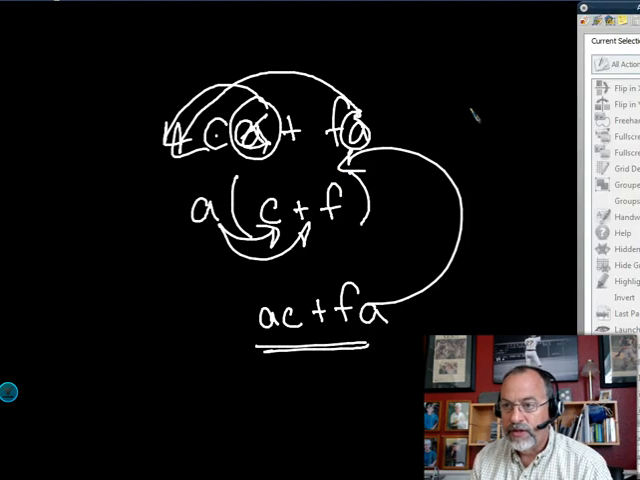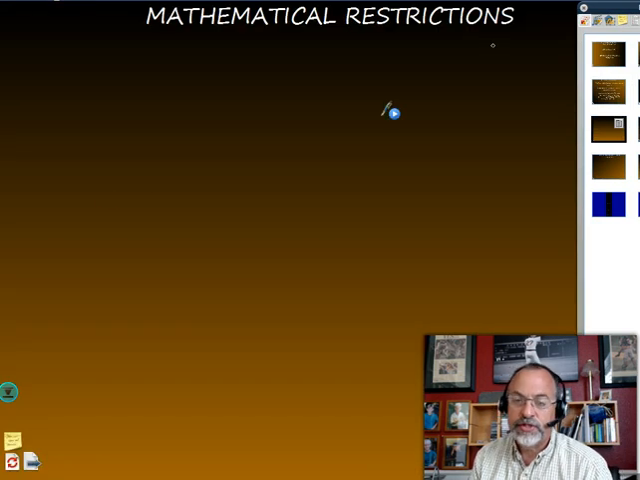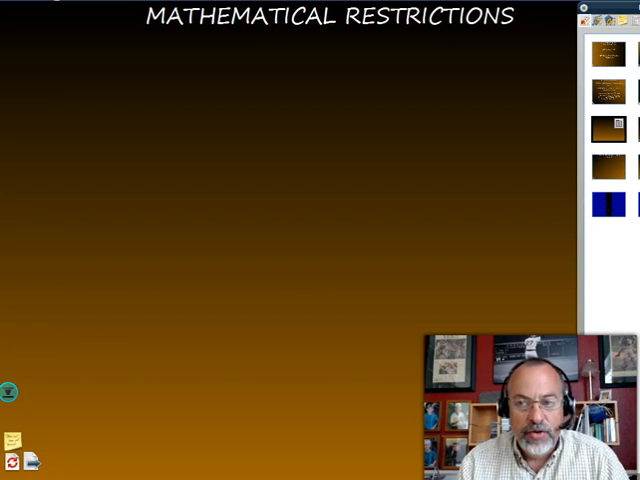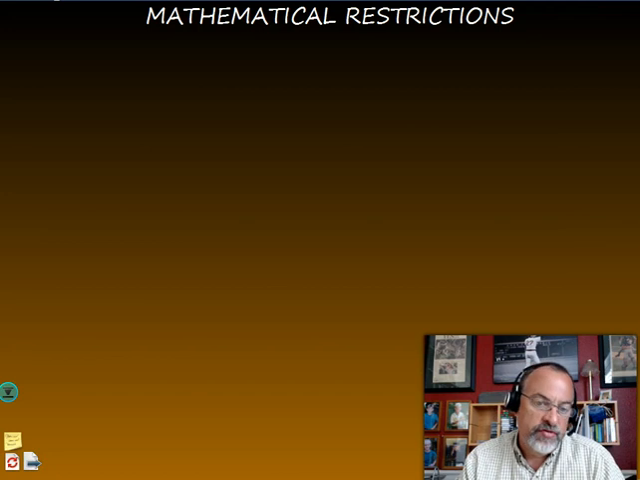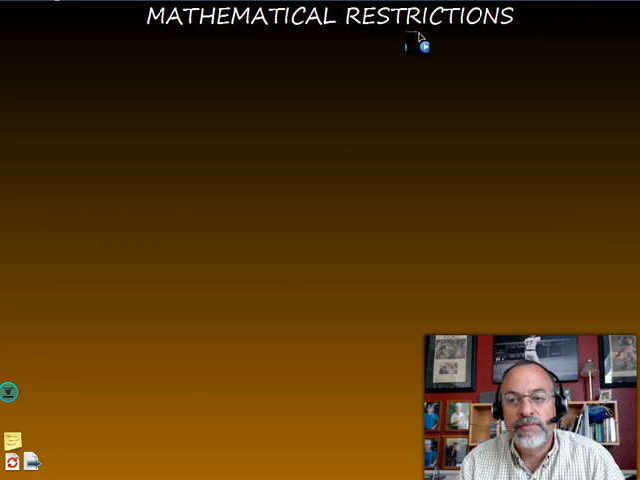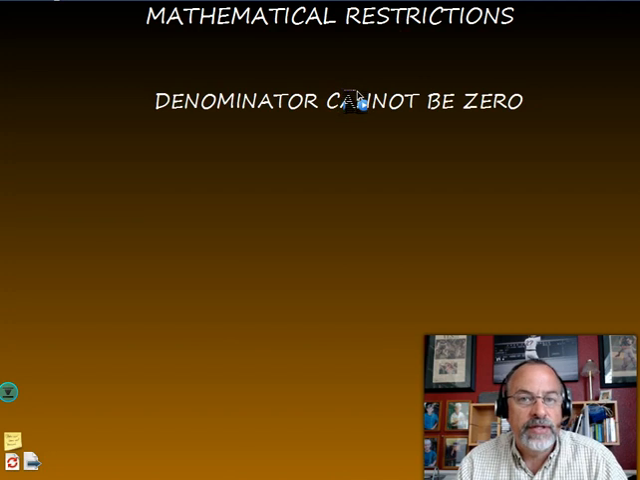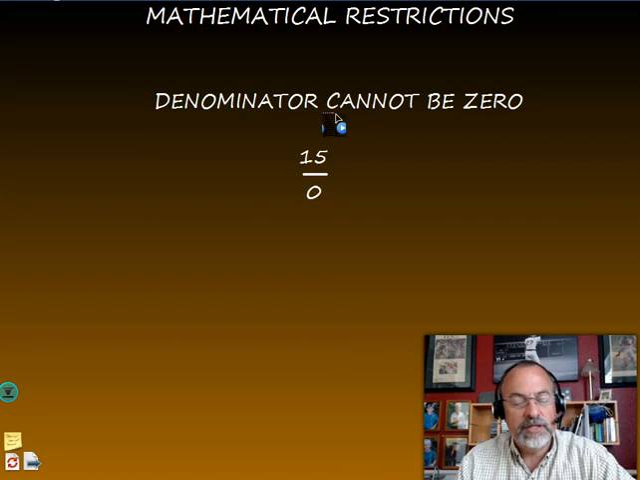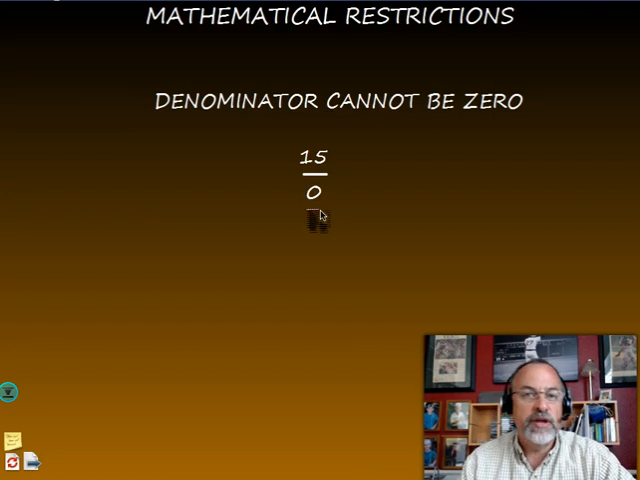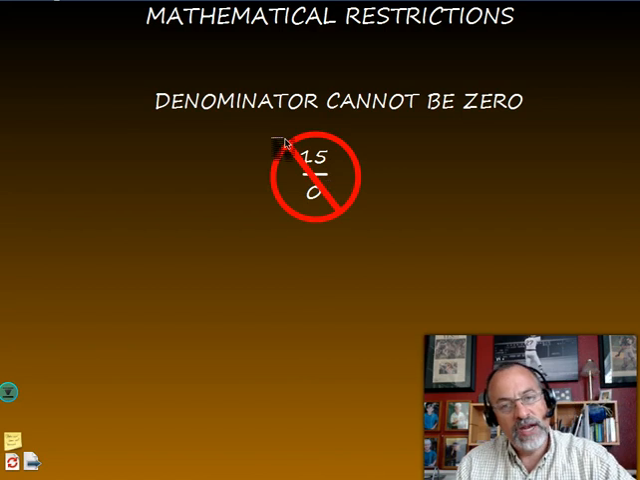Now there's one other thing that we're going to have to look at before we actually do a problem or two, and that is to look at what we call mathematical restrictions. There are certain things that we can't do mathematically. There are certain things that are undefined, mathematical impossibilities. One of those is having a denominator of zero. You cannot have a denominator that's zero. 15 divided by zero is undefined. It's a mathematical impossibility. We can never write a fraction that has a zero in the denominator, because that is mathematically undefined.